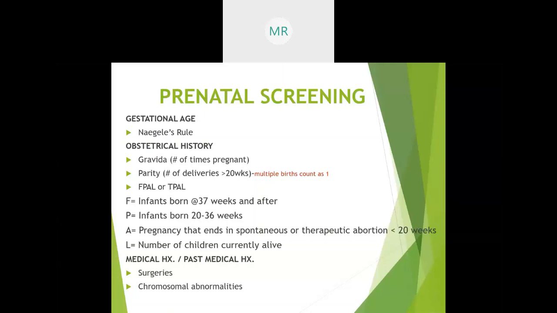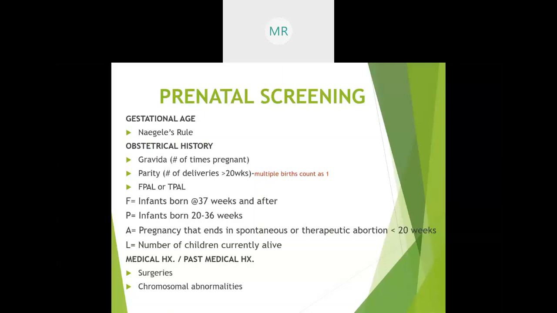So any pregnancy that ends in spontaneous or therapeutic, spontaneously, or she went in and had an abortion, and it's less than 20 weeks, it goes under A. And then L is the number of children that are currently alive. Now, after in the history, we'll talk a little bit about that again. As more lectures come, we will go through this also when you're in lab for the skills day as well.